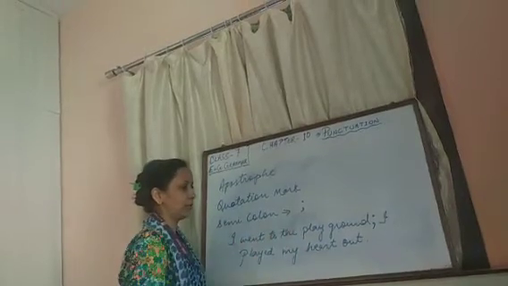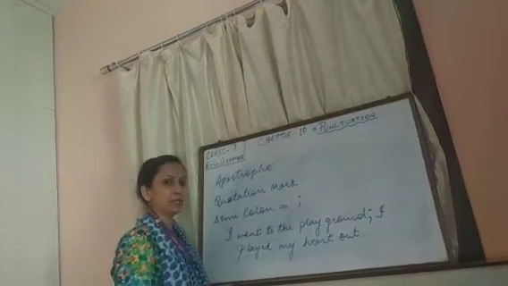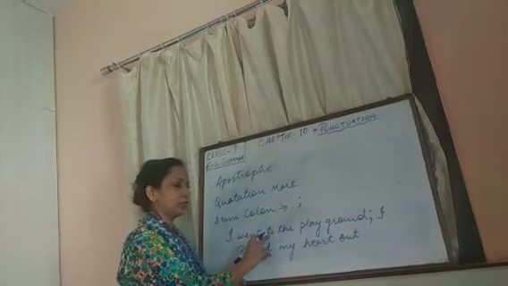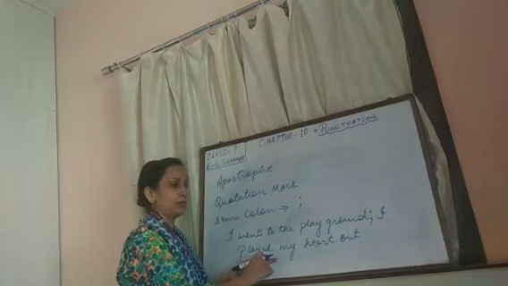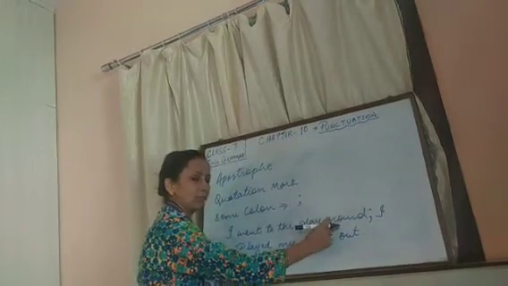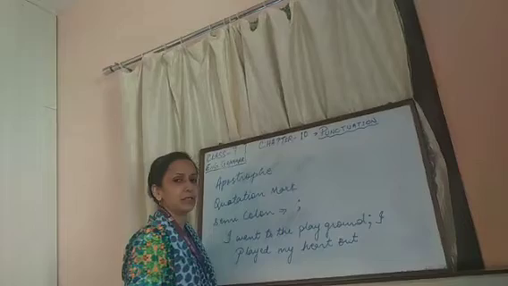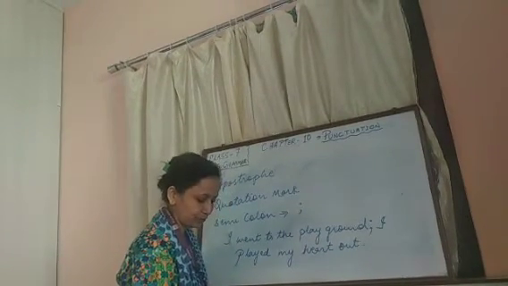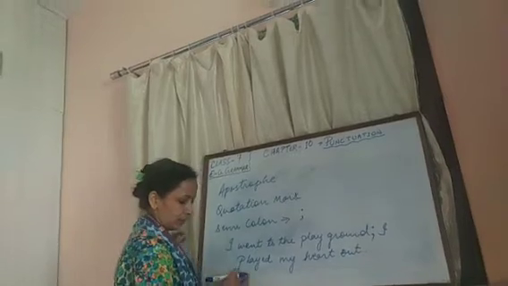I went to the playground. I played my heart out. What we see here is that the two are connected with each other in completing the meaning, but they are different clauses, so they are independent clauses. So they are separated with a semicolon. That is one use of semicolon. Now let us see another use.